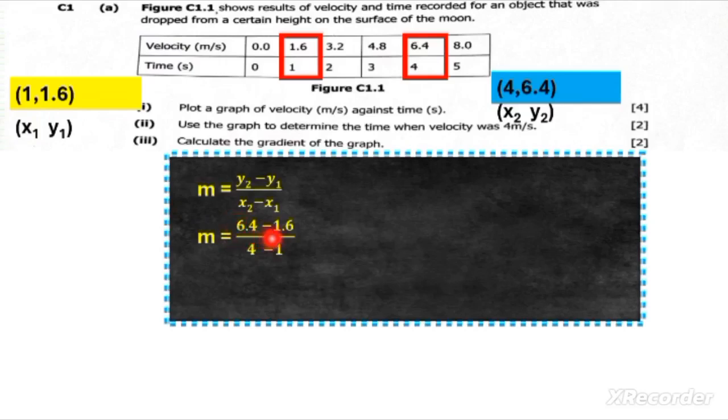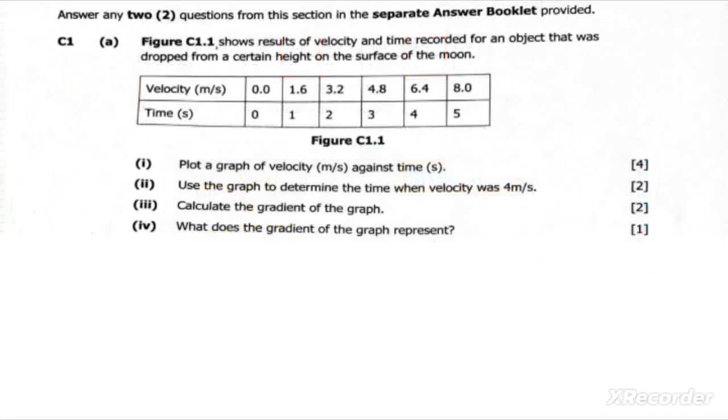Then we are going to say 6.4 minus 1.6, we are going to get 4.8. 4.8 divided by 3 is equal to 1.6. So therefore our gradient is 1.6.